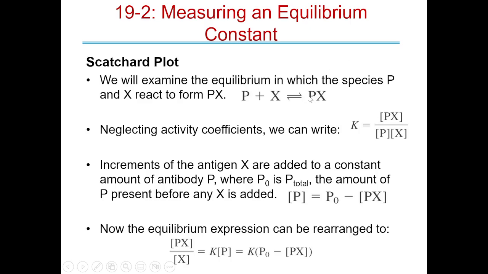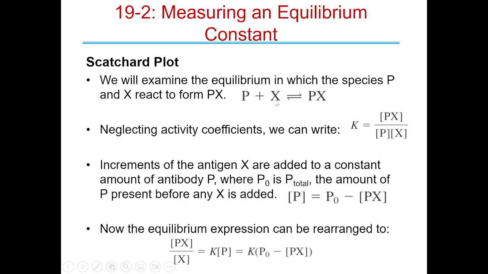Notice again, our activity coefficients are being neglected. We don't have any powers up here, do we? Okay, so the increments of the antigen X, by the way, this is a very common way to do protein binding antigens, that sort of thing. This example specifically is for an antigen and an antibody.